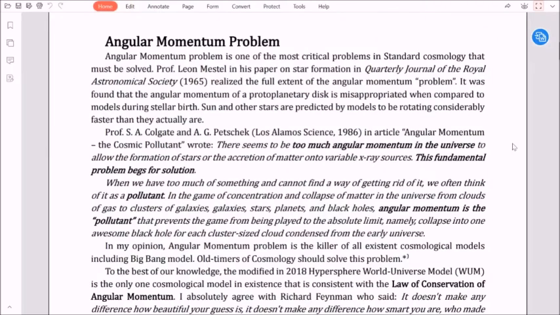It is so simple to name something, I mean the angular momentum problem, as the pollutant, and then forget about it. And this is cosmological science. It's unbelievable. In my opinion, the angular momentum problem is the killer of all existing cosmological models, including the Big Bang model. All cosmologists should solve this problem.